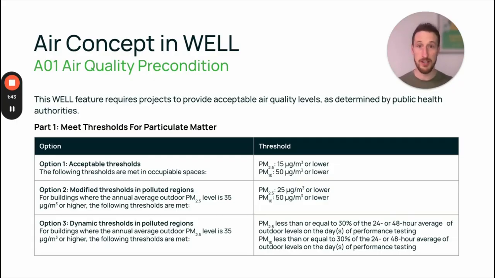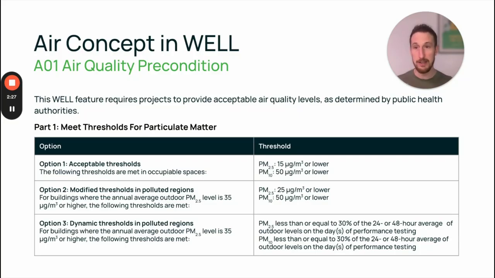Number one, A01. This is a precondition. All buildings need to meet this precondition to essentially hit baseline thresholds for good air quality. This is across 4 parameters, and these need to be measured once a year or more frequently. So there's particulate matter, there's TVOC, there's several others. Starting with particulate matter, there's kind of 3 options depending on where in the world your building is. If you are in an area where there are really high outdoor levels of PM2.5, then the threshold will be slightly higher, so you can have a slightly higher level of particulate matter indoors.